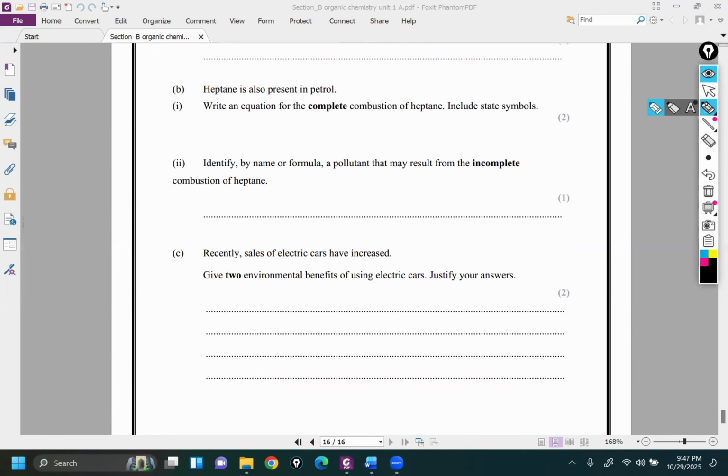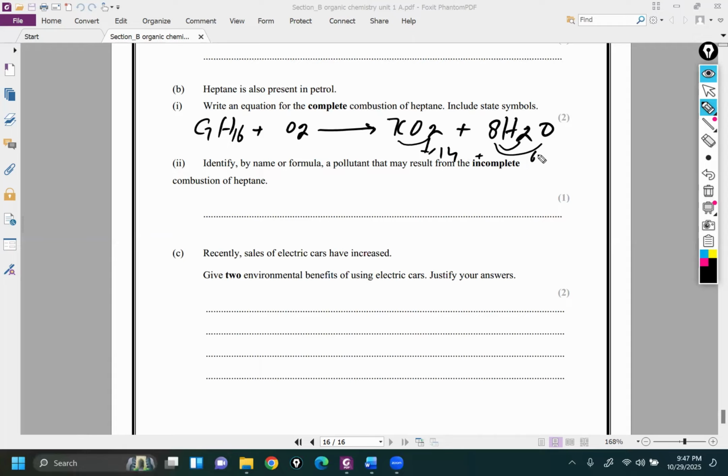Heptane is also present in petrol. Write an equation for the complete combustion of heptane. Heptane, so C7H16 plus O2, and it will give, on complete combustion, carbon dioxide and water. Carbons are 7, hydrogens are 16. Now look here, 7 times 2, 14 plus 8, so 22. And you can easily write here 11. 11 times 2, 22.